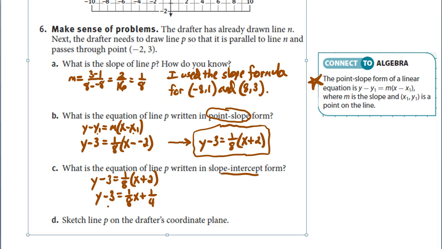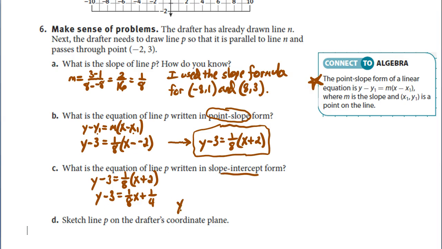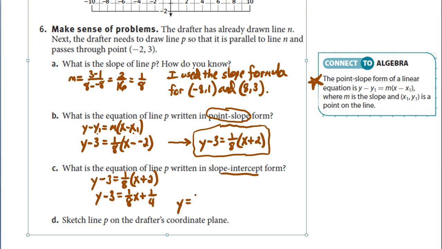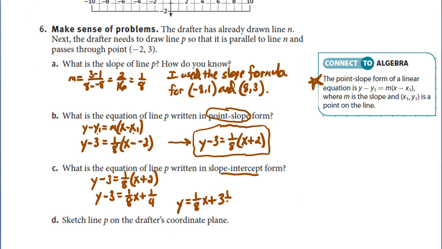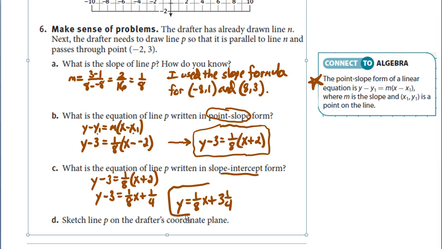One more step, we'll add the 3 to get the letter y alone. So we have y equals 1/8 x plus, if we had a fourth and we add 3, that makes 3 1/4. There is slope-intercept form, which is the more commonly used form for equations in algebra class.